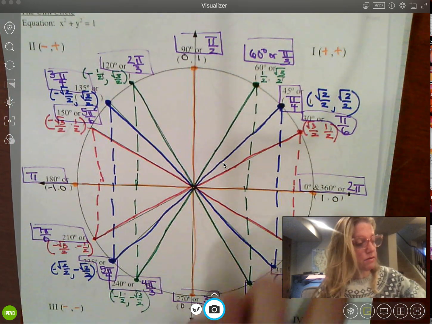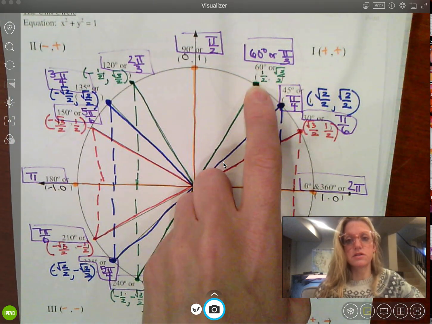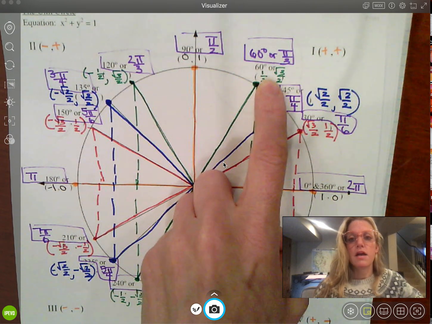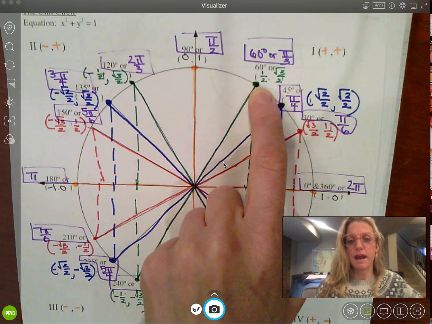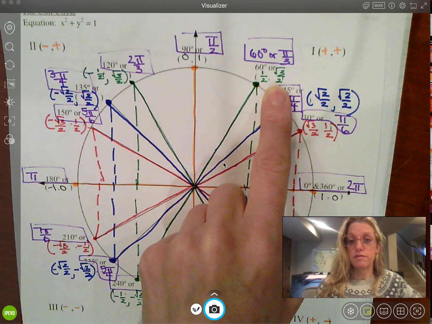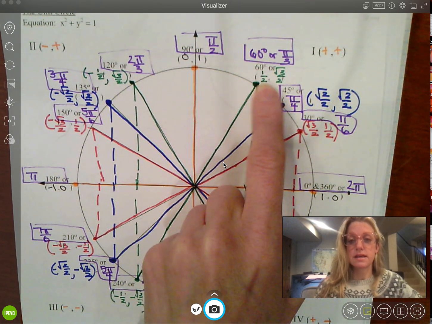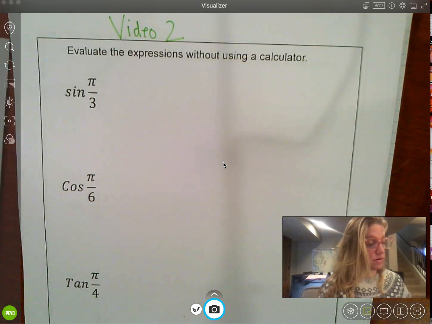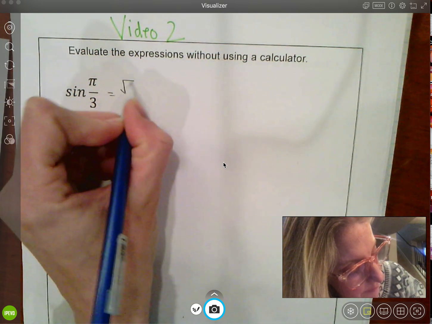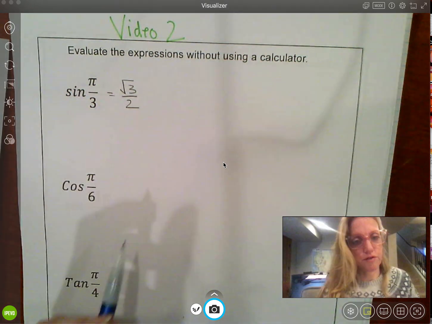Okay, pi over 3, that was the same as 60 degrees up here. If you rotate along the unit circle, it's 1/2 comma square root of 3 over 2. Remember, the cosine is the x value, the sine is the y value. So our answer is square root of 3 over 2. It really is that straightforward.